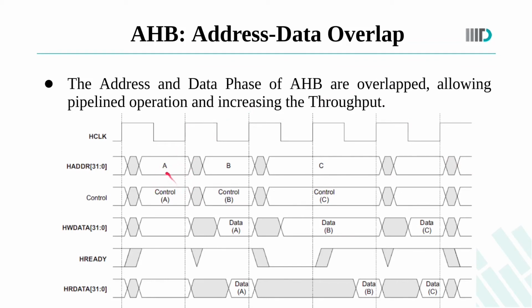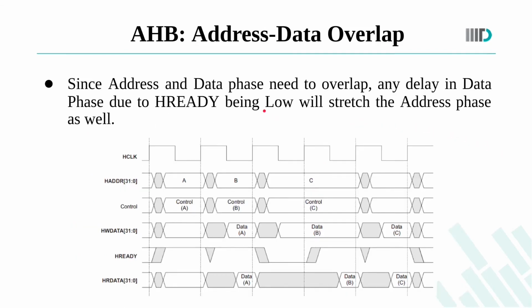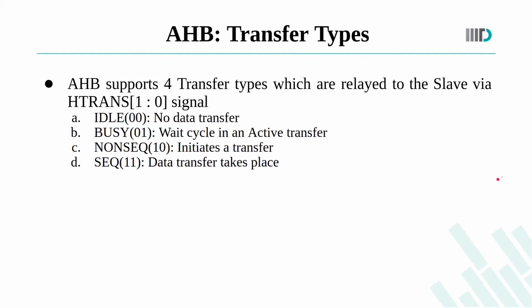So first of all, the address is sent, and then the next address is sent, but at the same time the request for the previous address is served in the same clock cycle, and this way we are able to attain pipeline transfer. And if there is any delay in transferring the data by the slave, then it deasserts its ready signal, and since the address and data phase are overlapped, the slave cannot accept the address or the control signal that is sent by the master. So there is a stretch in the address phase as well in this case.